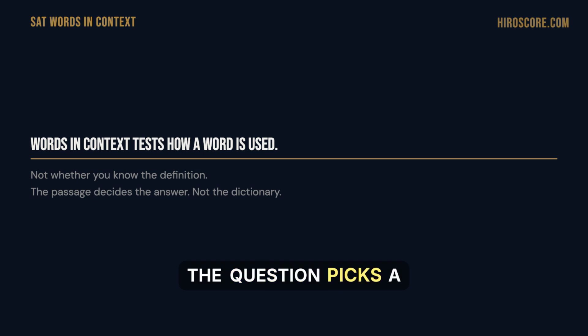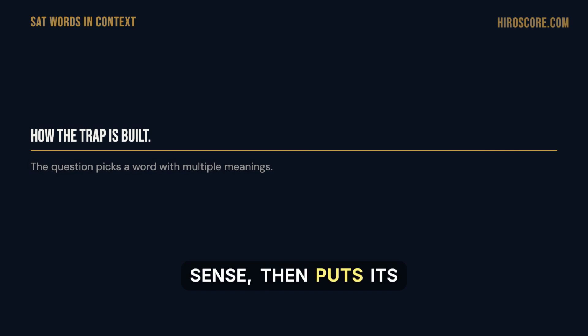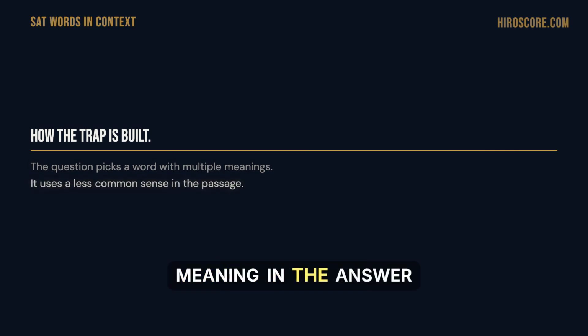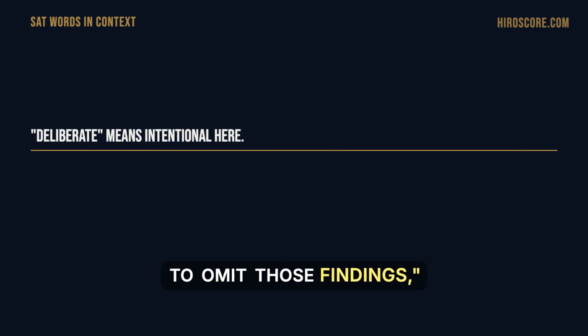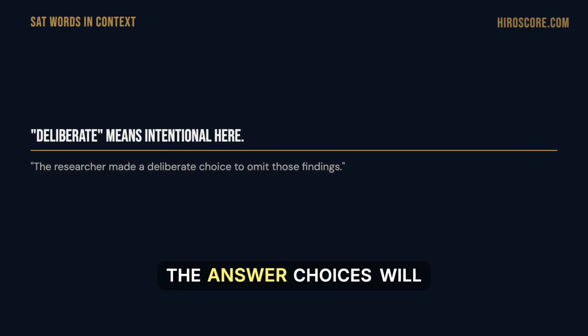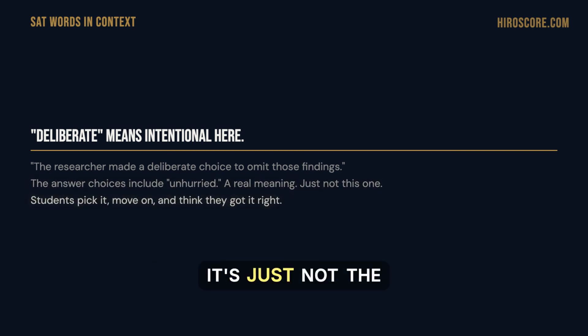Here's how the test is built. The question picks a word with multiple meanings, uses it in a less common sense, then puts its more familiar meaning in the answer choices. A word like deliberate usually means slow and careful. But in the sentence, the researcher made a deliberate choice to omit those findings. It means intentional. The answer choices will include unhurried. It's a real meaning. It's just not the one the passage is using. Students who go straight to the answer choices pick it and move on, confident they got it right.